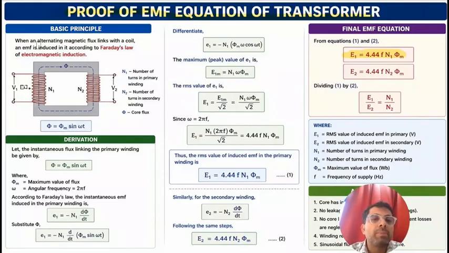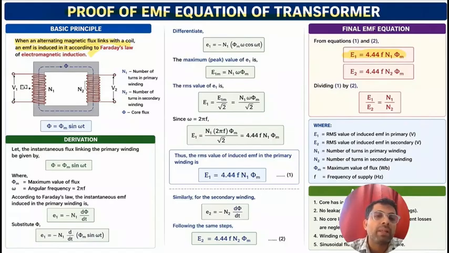You know that the basic principle of the transformer is: when an alternating magnetic flux links with a coil, an EMF is induced in it according to Faraday's law of electromagnetic induction. What is Faraday's law? Whenever there is a change in magnetic flux, an EMF is induced. We have also seen that in the previous video.